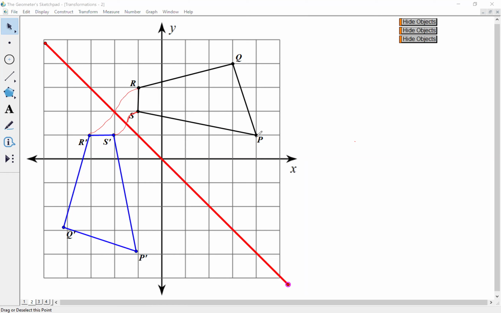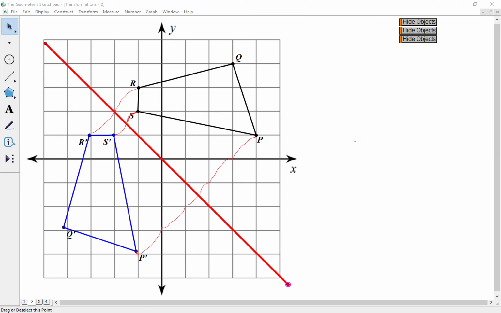And my point P, look, is 1, 2 and a half. So I have to count 2 and a half the other way. So there's the half, and then 1, 2. Boom. So see, I'm just going to count spaces. That's what I'm going to do for reflection.